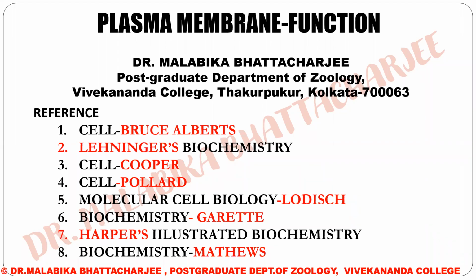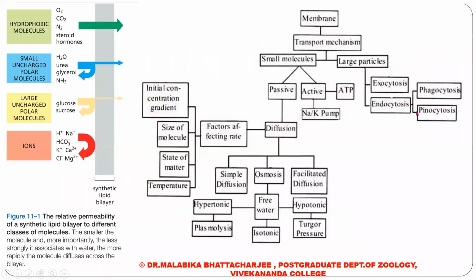So for reference, I have taken quite some material from Alberts, Lehninger, Cooper. You have heard about these books. This is another book, a good one, Cell, Pollard. Then Lodish. Lodish is also a good book, but it's a bit higher. So if you want to study Lodish, you need to study Bruce Alberts first. Then this is a good book for biochemistry, Garrett, Harper, and Matthews.